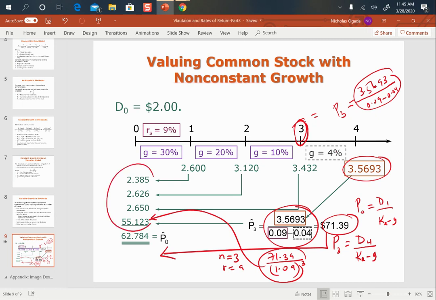Then you just add these values, and that will give you the current price of the stock. So again, keep in mind, the whole idea here is we need to discount the dividends and the future price. What we are doing is basically finding the present value of the future cash flows, and we have the present value of the stock.